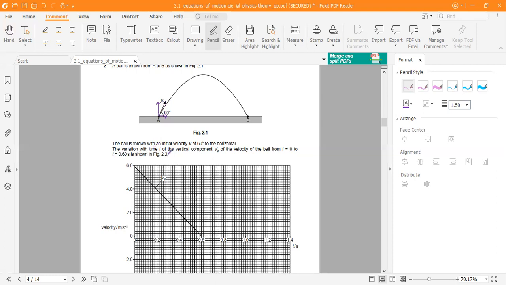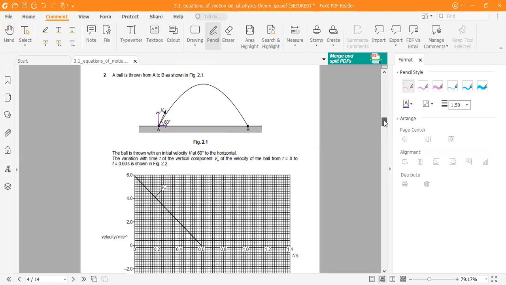So let's read the question. The variation with time t of the vertical component of the ball from t equal to 0 to t equal to 0.6 seconds. So up till 0.6 seconds it is shown. Now look at this graph. Initially the vertical component starts from a maximum value, around 5.9 or 5.8, and then it is going to zero. The vertical velocity is going to zero.